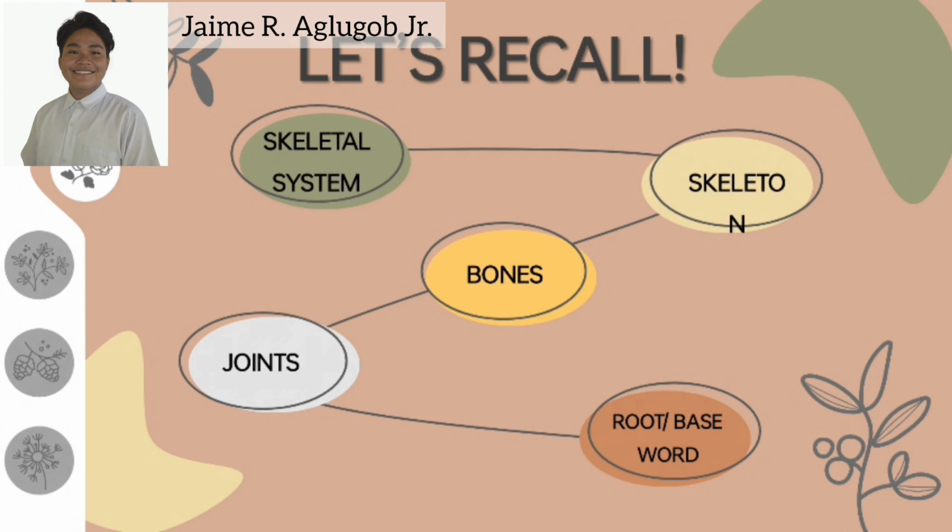Furthermore, the skeletal system provides locomotion. If we're talking about locomotion, we're talking about the movement of our body. And it is also responsible for blood production by the process called hematopoiesis, which occurs in our bone marrow, specifically in the red bone marrow. Number 2 is the skeleton. The skeleton is a framework that gives shape and support to our body.